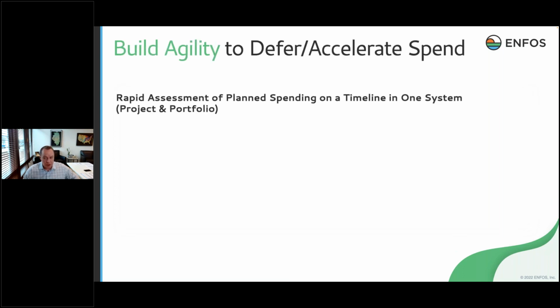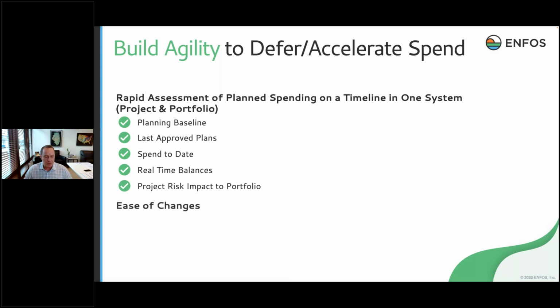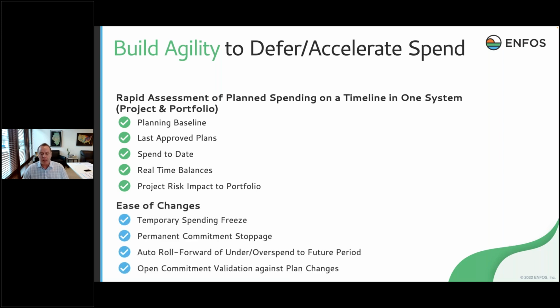The next principle is principle number 9. This is build agility to defer or accelerate spend. We get asked about this a lot. And I'm going to go ahead and provide you with all these details and just talk for a few seconds about this. The business challenge around this is that things change during the year, and we either need, on individual projects and as the business unit as a whole, to either defer or accelerate spend.